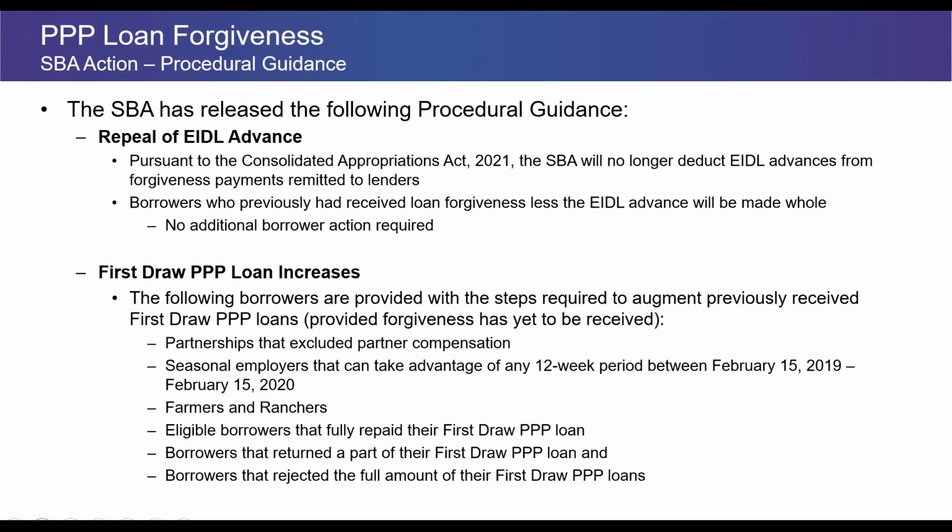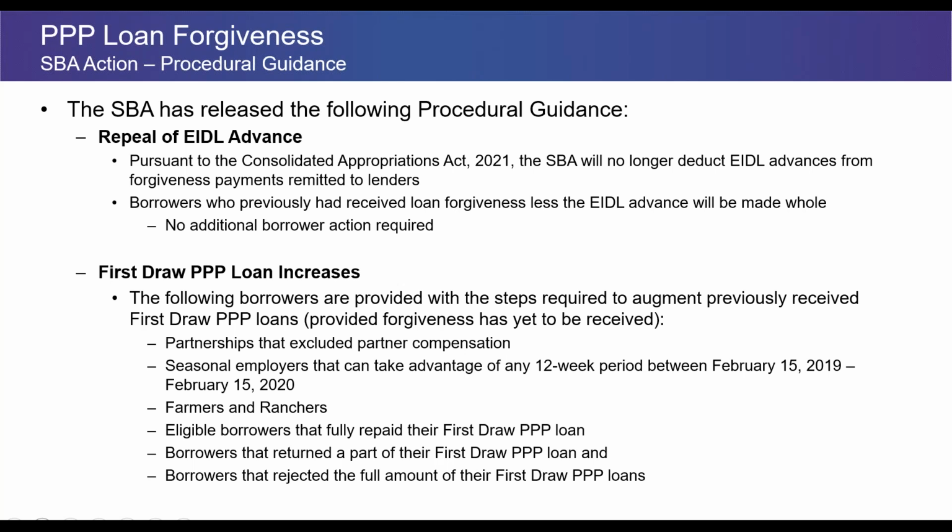a number of different procedural guidance notifications have been issued, and we're going to go through those right now. A big one, initially, you'll see here the repeal of the EIDL advance. So basically, before the Consolidated Appropriations Act was released in December of 2020, the EIDL advances were subtracted from your forgiveness. So essentially, if you had received this EIDL advance, which was up to $10,000, then your forgiveness would be impacted by that. Well, lo and behold, the gift from the Congress, Treasury, and the SBA, they will no longer deduct the EIDL advances from forgiveness, so you can get both.